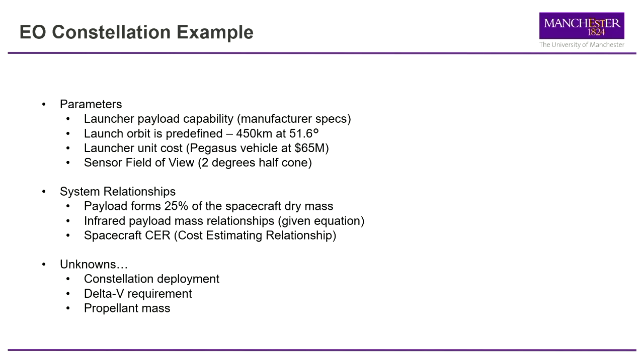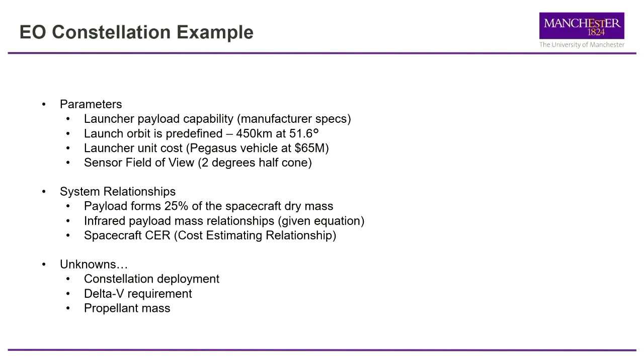In this case, I said that the launch orbit is going to be essentially predefined. So 450 kilometers at 51.6 degrees. Okay, so that's already defining some parameters that we're going to use for the calculations later. I narrowed it down to one launch vehicle, essentially constraining the problem, and this was going to be $65 million per launch. And I said something about the sensor that's going to be used. Okay, so it's got a 2-degree cone, and again, I'll show a picture of that in a second.